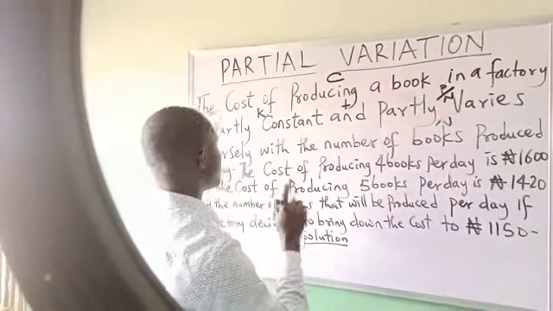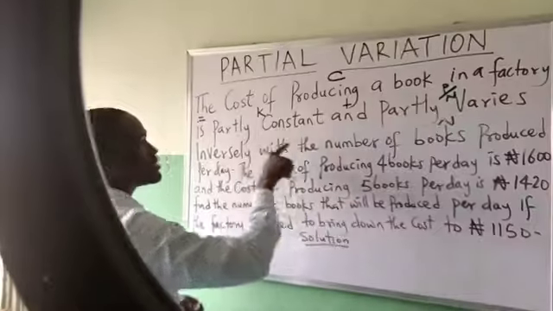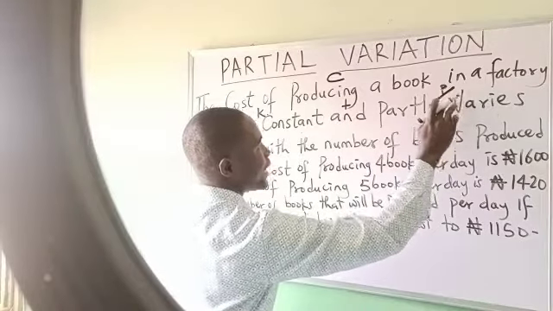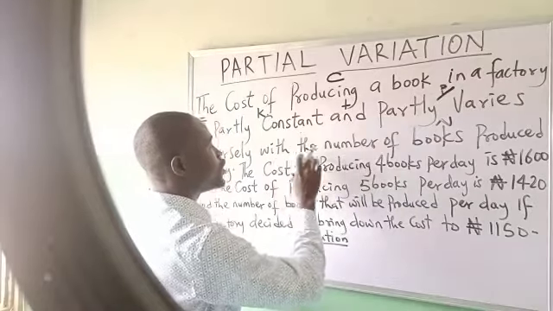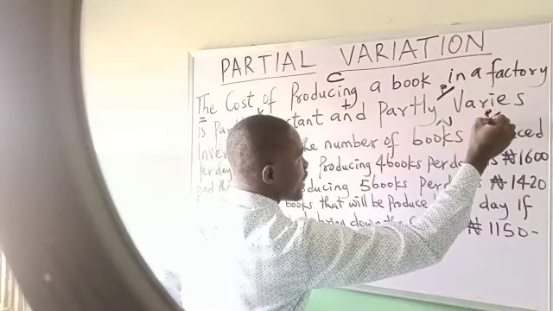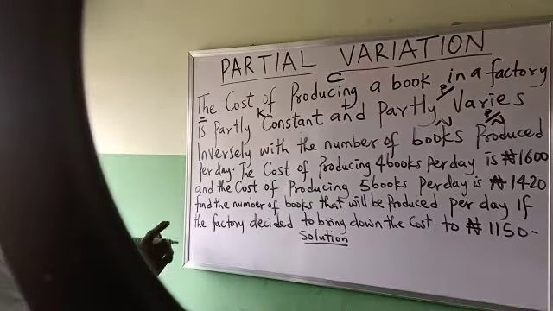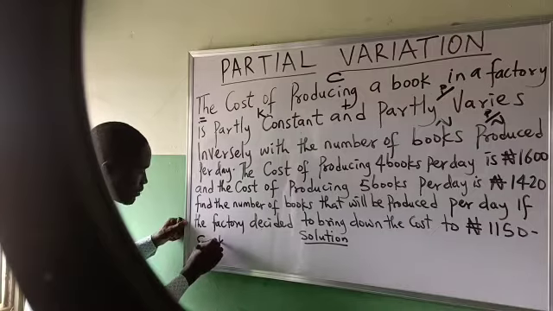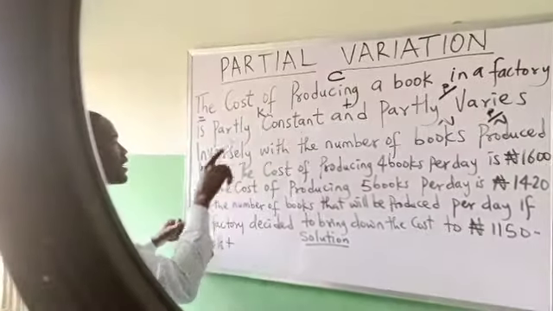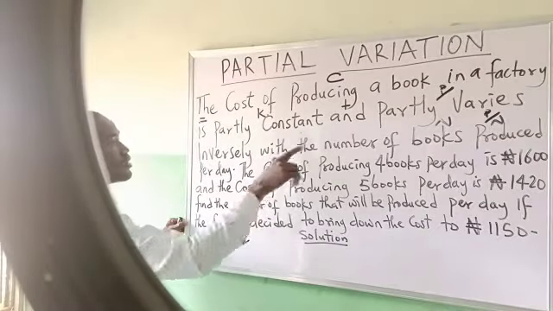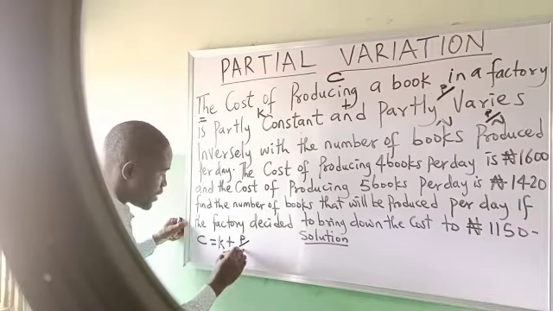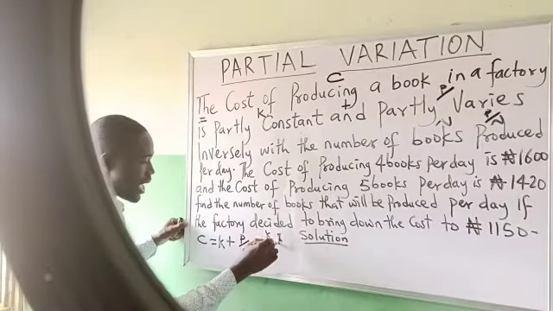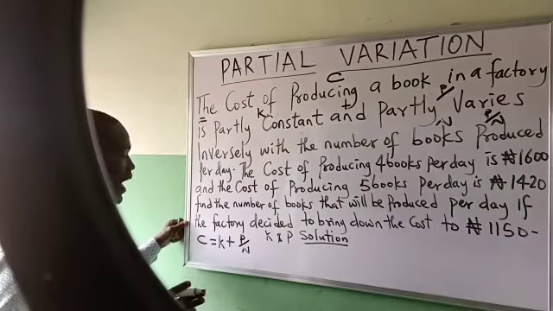Patri varies inversely means P over the number of books produced, N. You now put N. That means you'll be having P over N, per day. So what it means is that I will now say C is equals to the constant K, plus Patri varies inversely, P over N, the number of books produced per day. That means I have two constants here, which are K and P. They are the two constants I have.